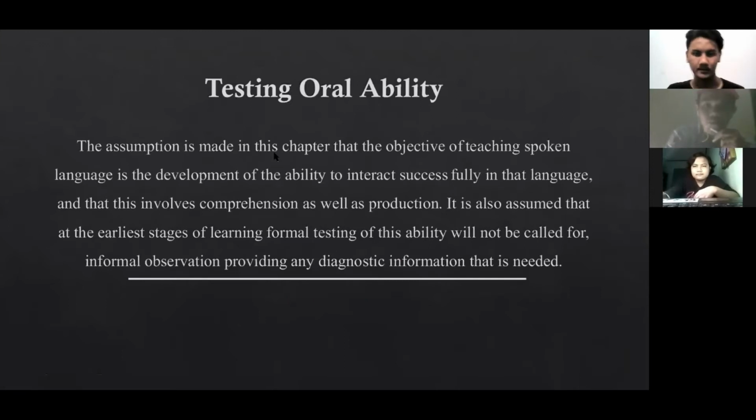Okay. Testing oral ability. In this chapter, the objective of teaching is spoken language. The development of this ability to interact successfully in the language involves comprehension as well as production. It is also assumed that at the earliest stage of learning, formal testing of this ability will not be called for. Informal observation provides any diagnostic information that is needed.